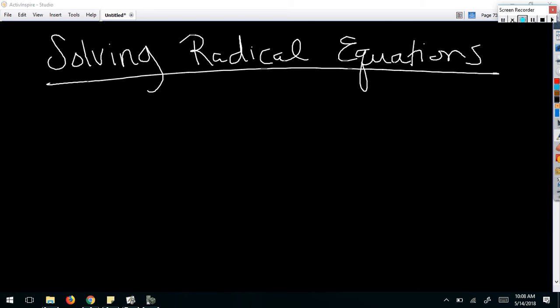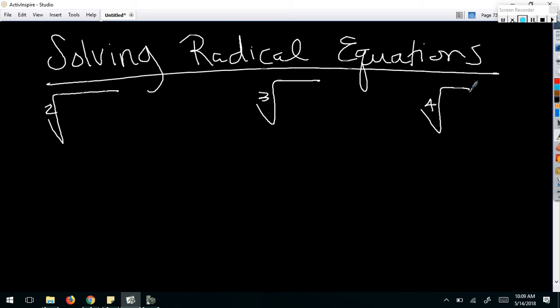Solving radical equations. This is a two-part section. We'll do half of it today and half of it tomorrow. Radical equations, remember what a radical is. It can be a square root. If there's nothing there, it's a square. It could be a cube root. Any number could be on the outside.